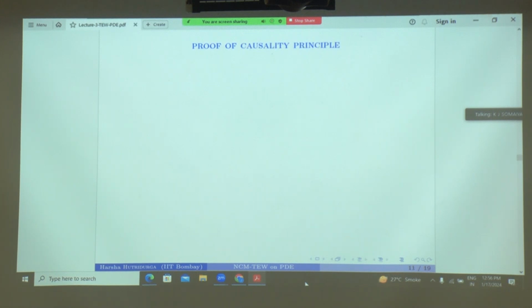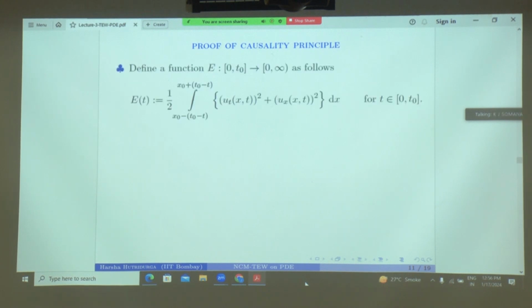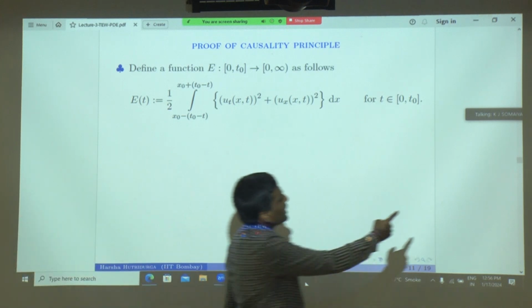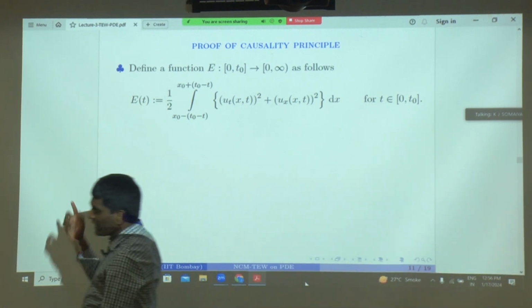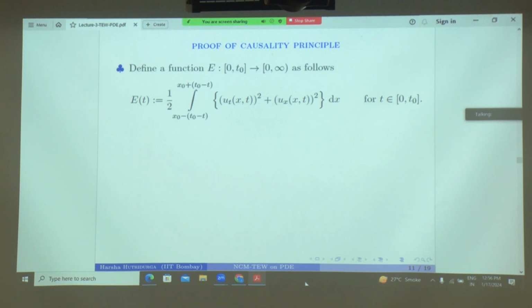Now let's try to prove that causality principle, which is very important. For that, we will consider this particular function. As I told you, we will be proving the causality principle using only three things: the integration by parts formula, the Leibniz integral rule, and that identity which comes out of a plus b whole square greater than 0 and a minus b. Only using these three things we will be able to prove it. And the first ingredient in the proof starts by defining this function.